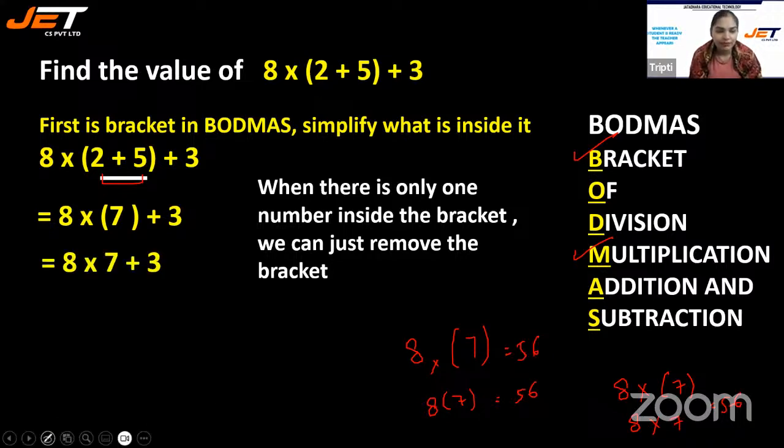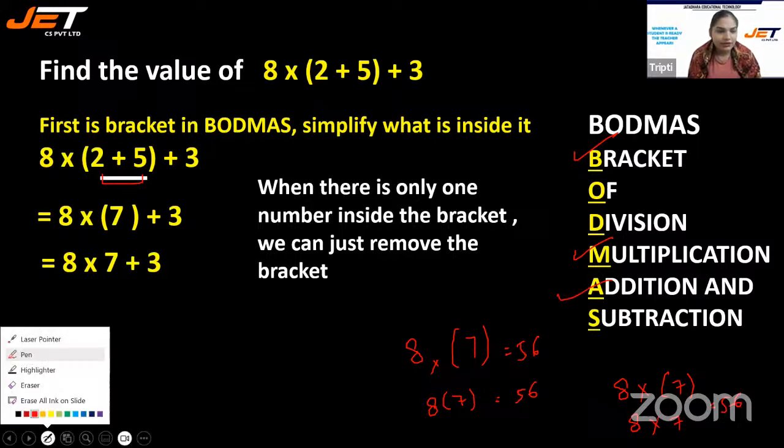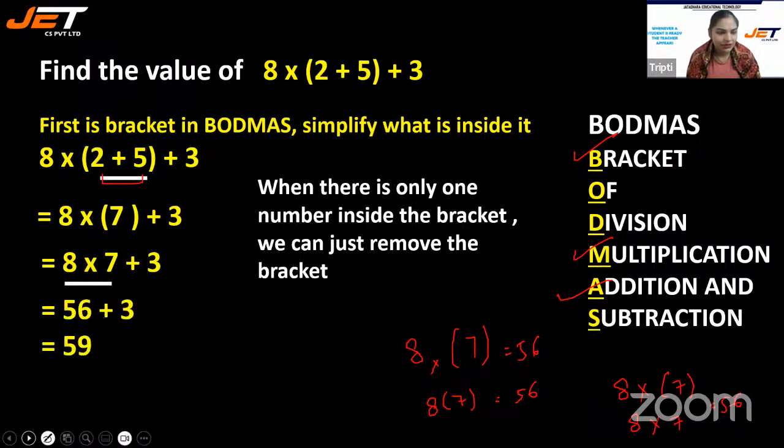So 8 times 7 plus 3. First we will do multiplication and then addition. 8 times 7 is 56 plus 3, 59. So that's how you have to solve it. I hope I made this clear to you all.